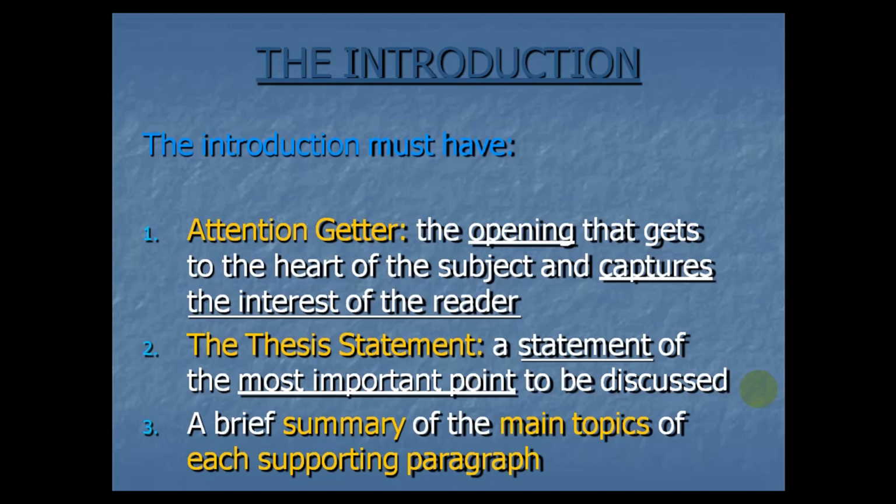Number 2 is called the thesis statement, the statement of the most important point to be discussed. So what is the thesis statement? As I mentioned earlier, the thesis statement is the umbrella of the whole essay, which states the most important point or the key point of the whole essay writing. That is the thesis statement. And number 3 is a brief summary of the main topics of each supporting paragraph. So remember, every supporting paragraph must have a short summary of the main topics.